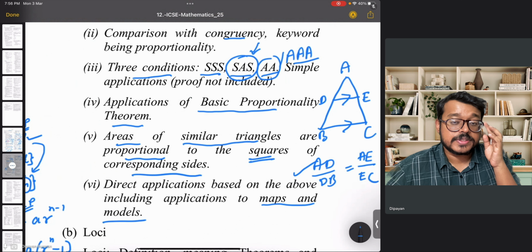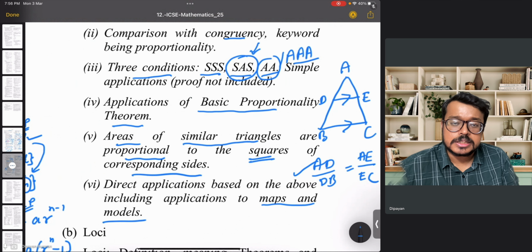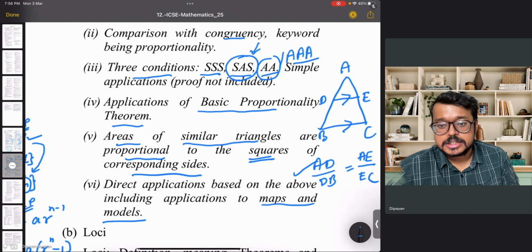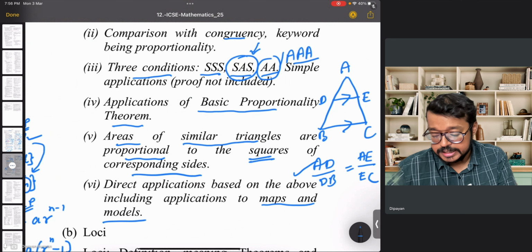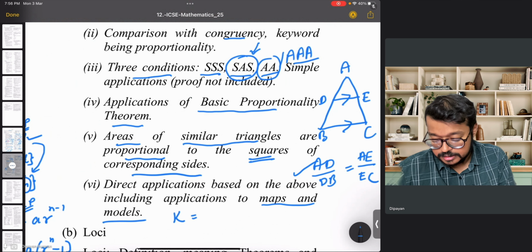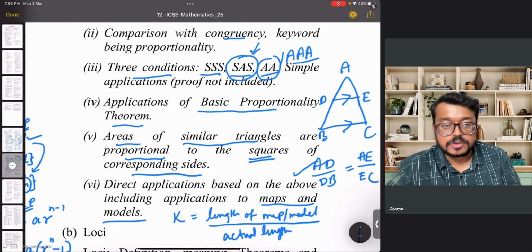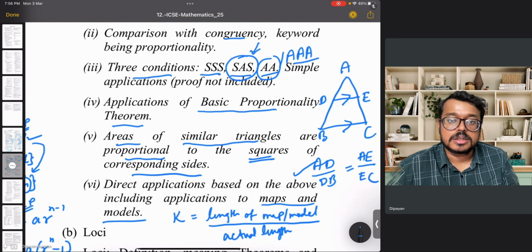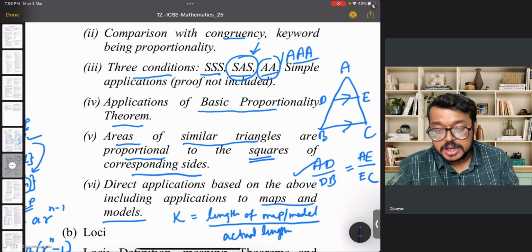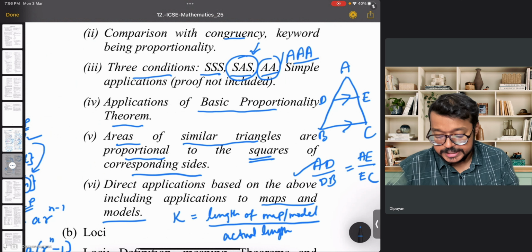And then you also may have questions on maps and models. You would have seen some questions being asked, but it is a little rare. But in case it is asked, you just need to look at the scale factor K. Scale factor will be the ratio of the length on your map or model to the actual length of your object or the ground or whatever it is. And this is the scale factor.